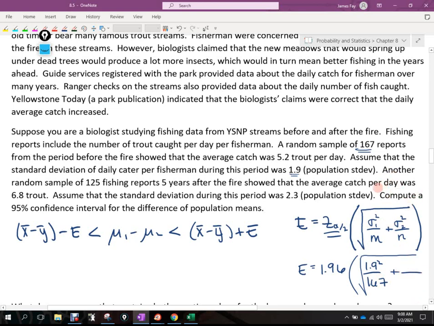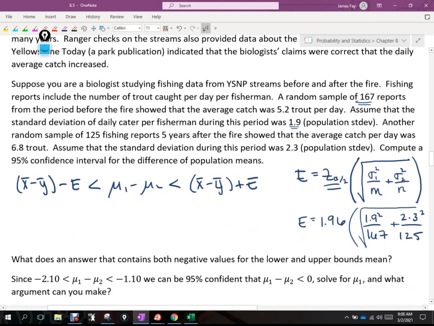The second population would have been after the fires. So we've got 125 of those reports. And the standard deviation is 2.3. Is that okay with everybody?